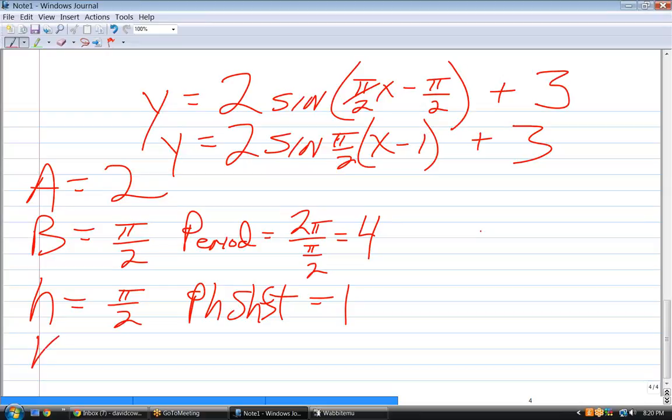And k is plus 3, meaning what? The vertical shift up 3. Yep. And what's the horizontal shift? In other words, what's the phase shift? 1, in which direction? To the right. Yep.